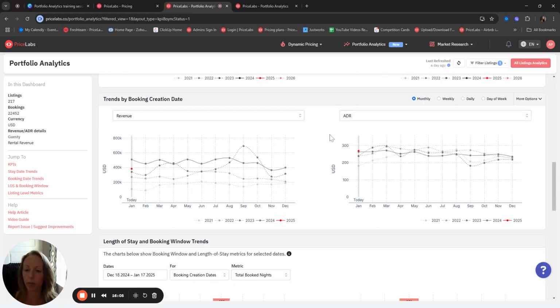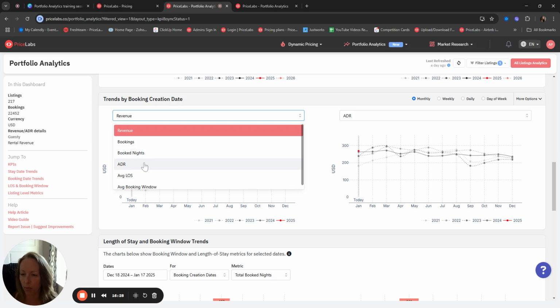All right, so trends by booking creation date. Again, similar options to how you want to aggregate the data, and then more options of being able to download this into a CSV. So a lot of times, primarily when you're looking at trends by booking creation date, you're focusing on things like revenue and ADR.